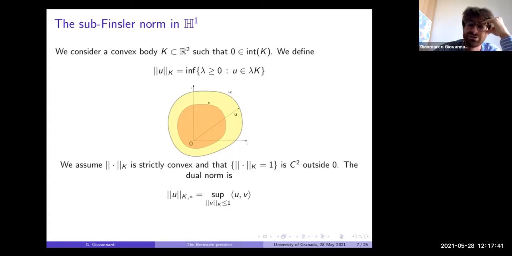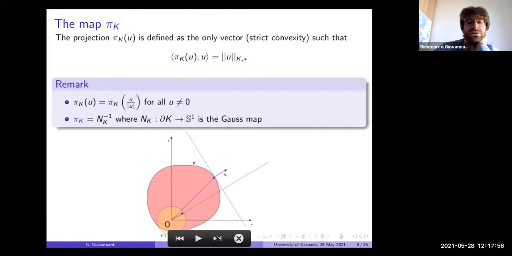And if the norm is strictly convex, so if the convex body is strictly convex, this supremum is indeed a maximum and is reached by only one point. And we denote this point by pi K of u. That is the vector that realizes the supremum of the dual norm. And this is because of the strict convexity of the set.